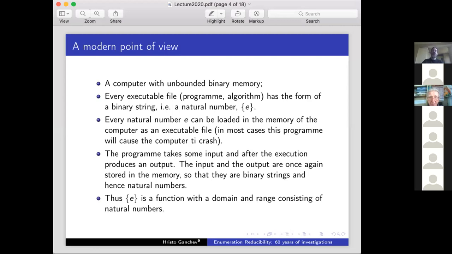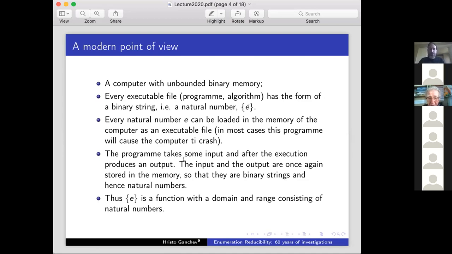So if you want to know what is the code of your program, you just look at your memory, the binary string that sits there instead of your program. This is the natural number coding your program. And we usually denote it like this. So this is the algorithm or the program with code E. Every natural number E can be loaded in the memory of the computer as an executable file. Well, in most cases, it will do nothing or just crash your computer. So in fact, this is the best coding or mapping of algorithms, that you map your algorithms to natural numbers.